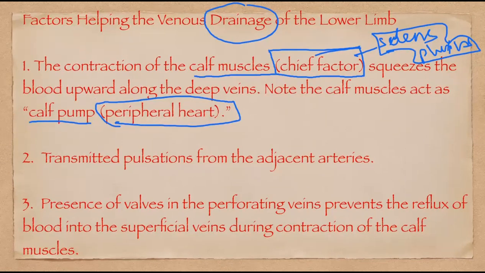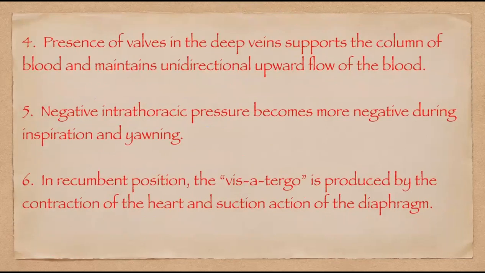The second thing is transmitted pulsations from the adjacent arteries, and presence of valves in perforating veins prevents the reflux of the blood into the superficial vein during contraction of the calf muscles. And the presence of valves in deep veins supports the column of blood and maintains unidirectional upward flow of the blood. So there are valves in deep veins, valves in perforating veins.